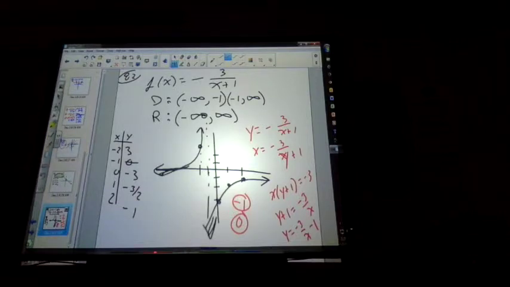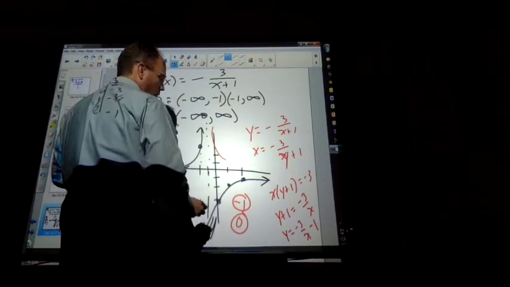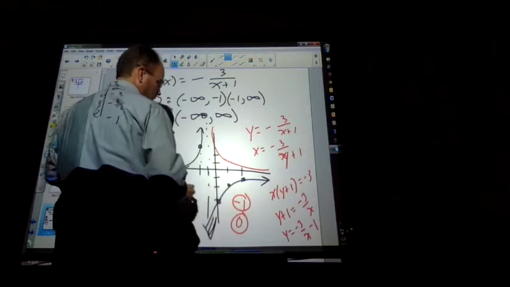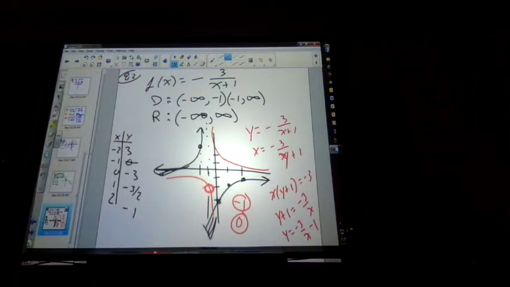Okay? And then if you go through and you plot that, that's basically what your graph looks like. This graph is actually going to look like this. It will actually have a hole. It's going to do this and like this. It's going to have a hole right there, though. That's where your restricted value is. And that's how you get your domain and range. And I'm done.